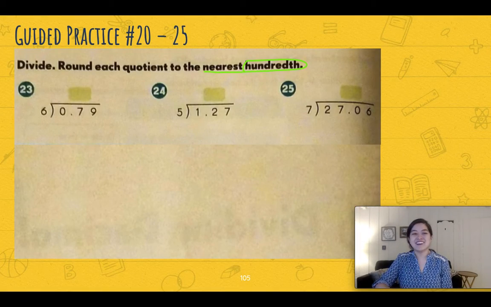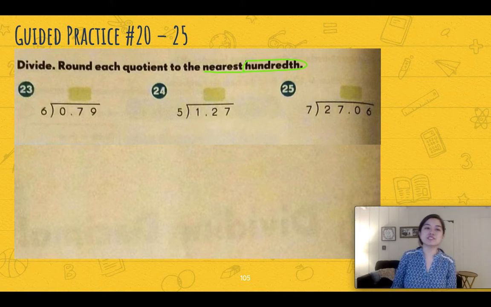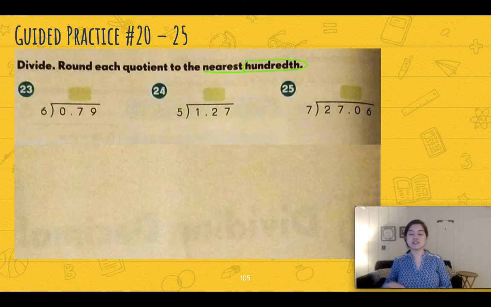All right, our last 3 problems. We're going to round these to the nearest hundredth.